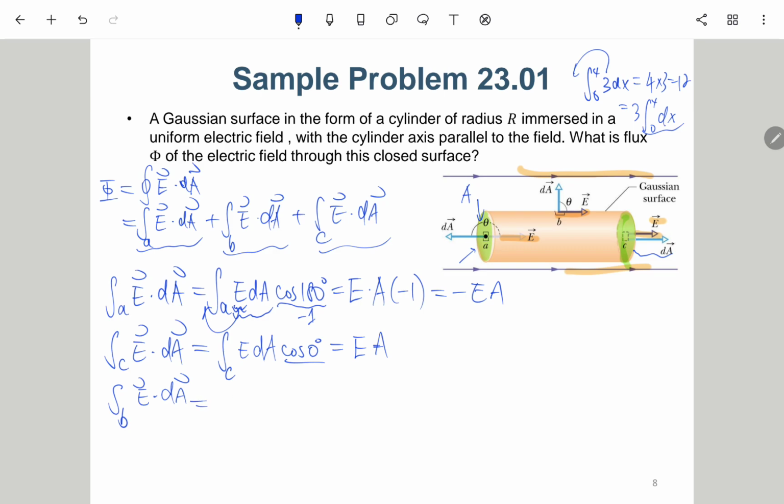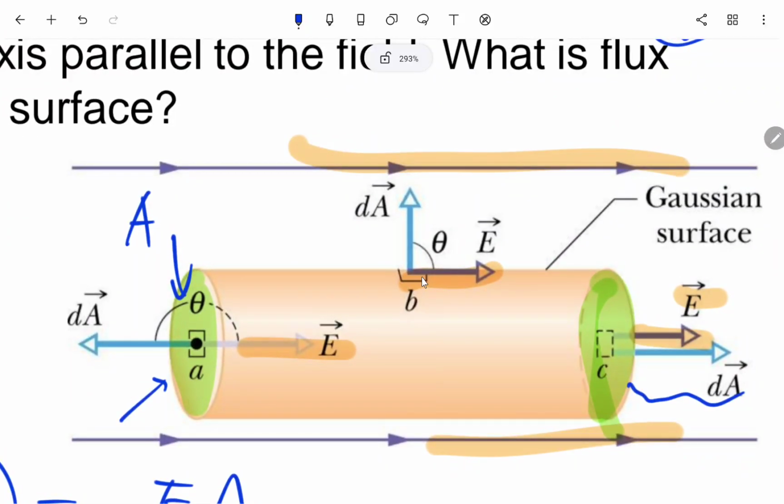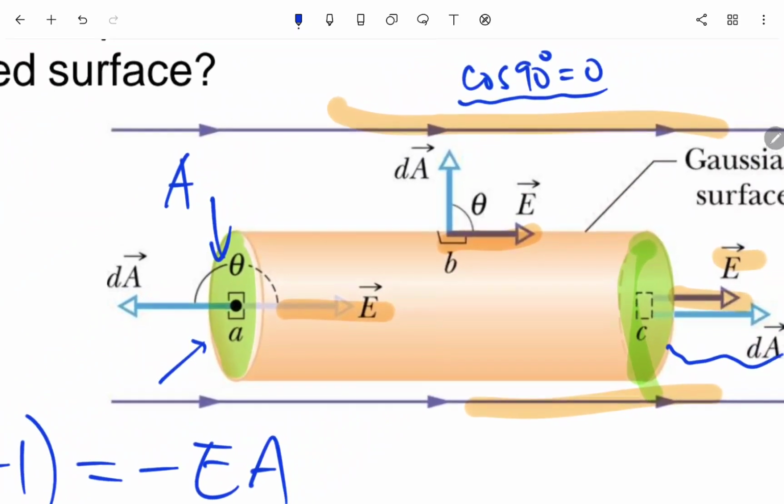You can see for surface B, for every point, the E field is pointing to the right side, and for this point, dA is pointing upward. So here theta will be 90 degrees, and cosine of 90 degrees is 0. So E dot dA will be 0 for this point.